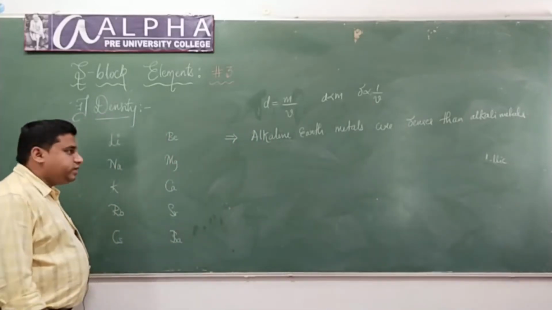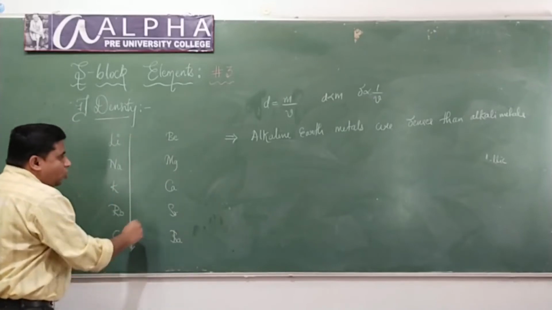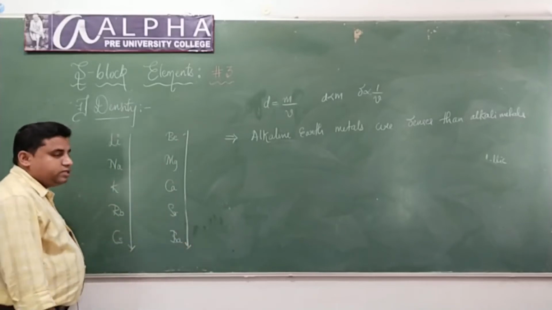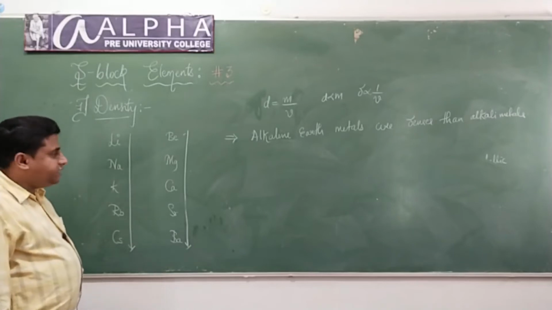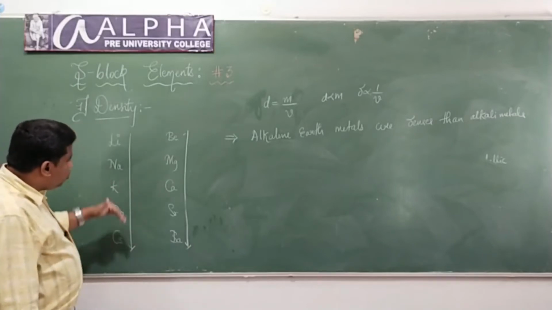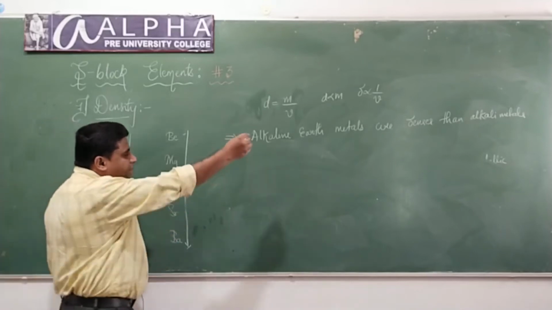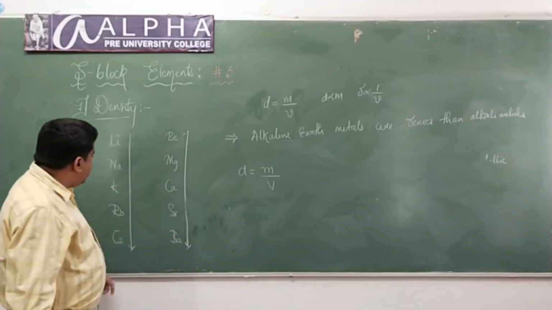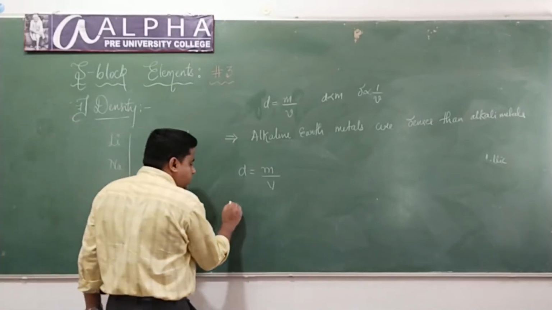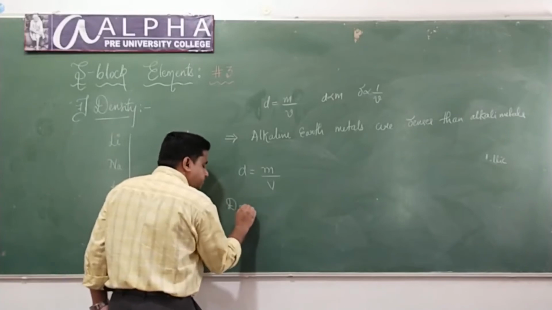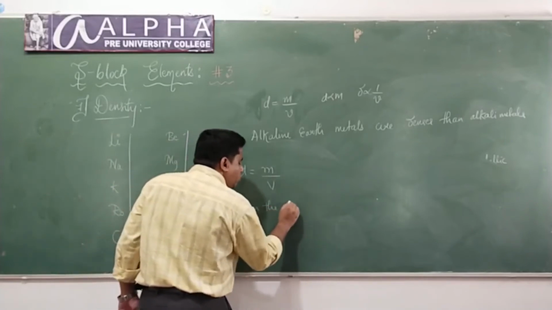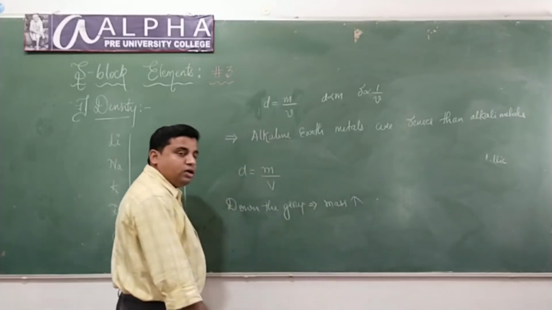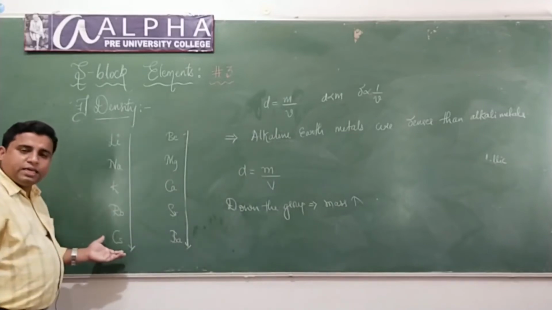Now what happens to the density down the group in alkali metals and alkaline earth metals? Let us apply the same logic. Density is equal to mass by volume. Down the group, of course, mass increases, because the atomic mass keeps on increasing, isn't it?